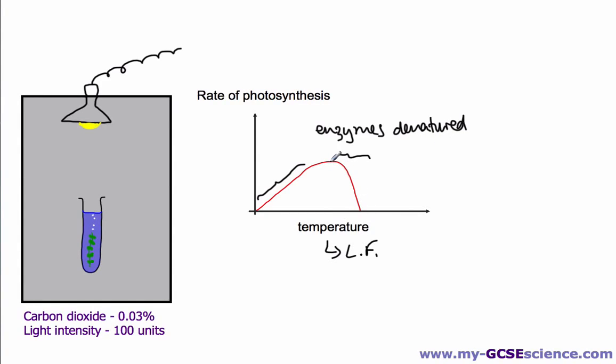If we go above a certain temperature, it's usually around 35-40 degrees, although it can be higher for some plants. But if we go to high temperatures, certainly 60 degrees plus, we're going to look at the plant actually dying.